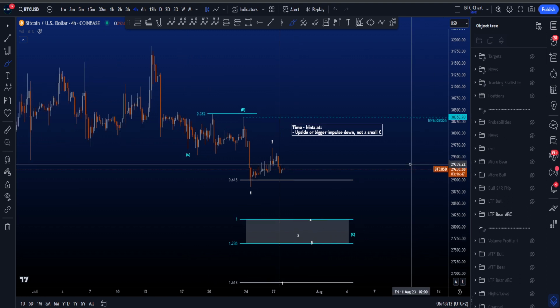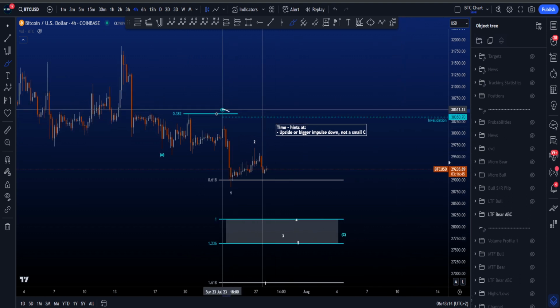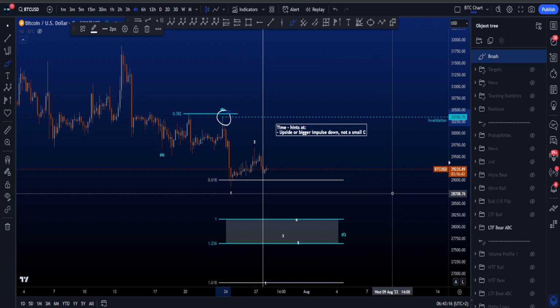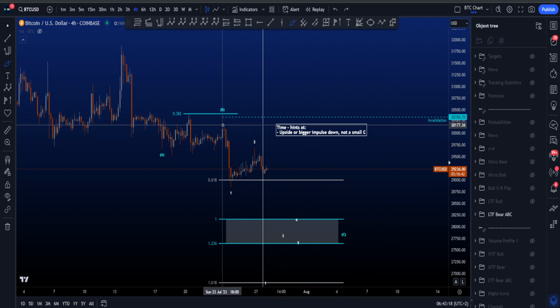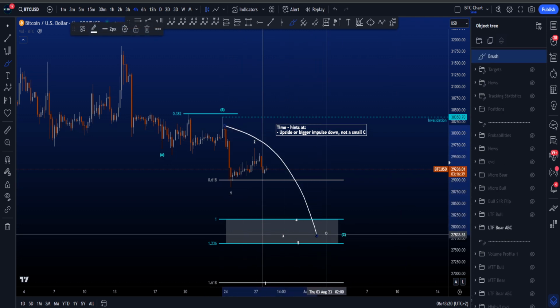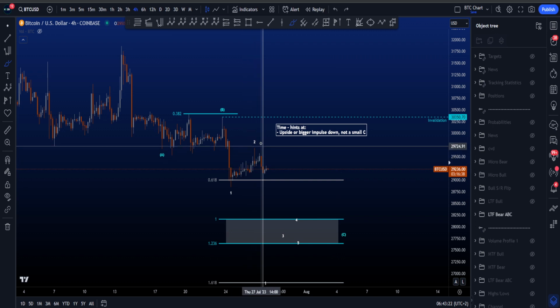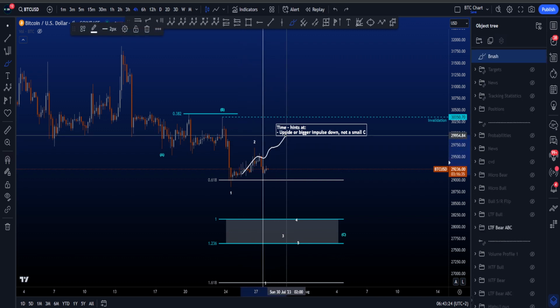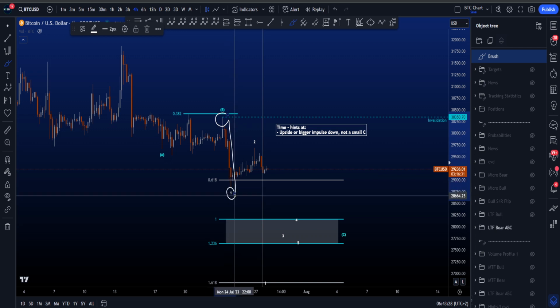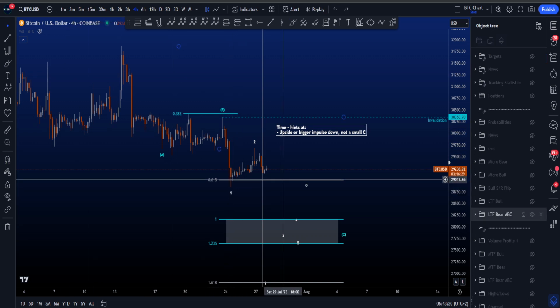And the invalidation of this scenario would be for price to move above this level over here at 33.50, because if this is a wave C, meaning an impulse to the downside, then a potential wave 2 or any corrective structure is not allowed to take the origin of wave 1 to the downside. So that's why the invalidation is there.